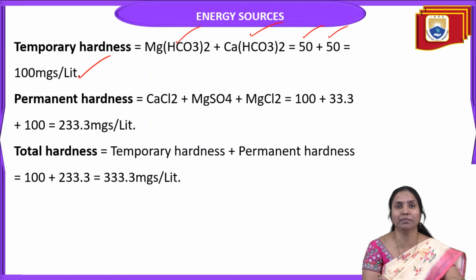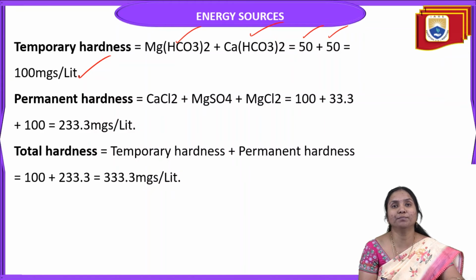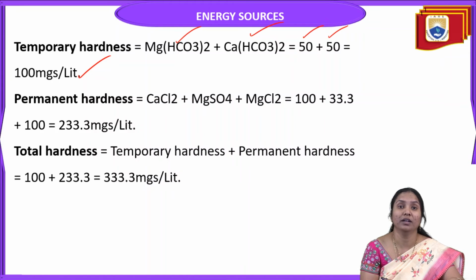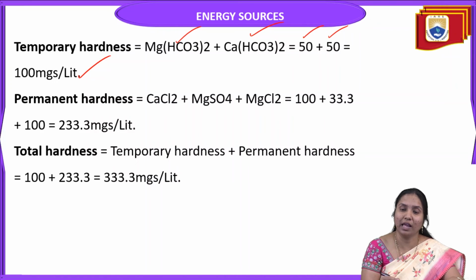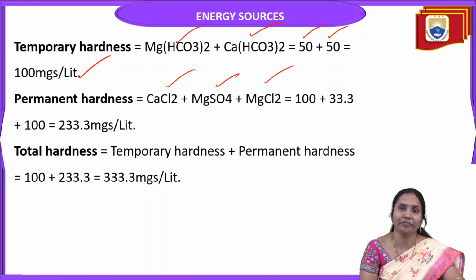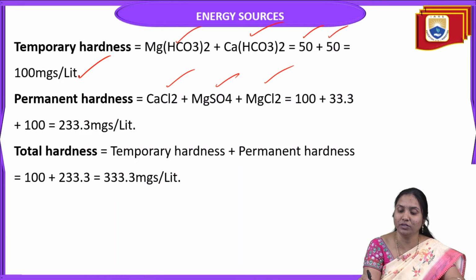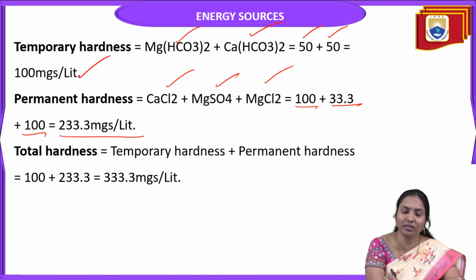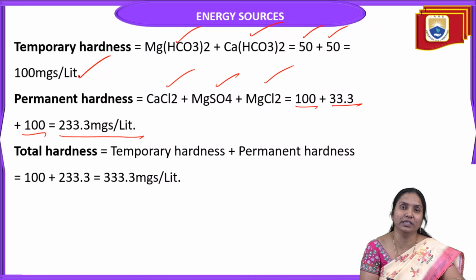Next, the permanent hardness causing salts present in that water are calcium chloride, magnesium sulfate and magnesium chloride. Calcium chloride value after conversion into CaCO3 equivalent is 100, magnesium sulfate is 33.3 and magnesium chloride is 100. So after addition, we will get 233.3 milligrams per liter. So permanent hardness is 233.3 milligrams per liter.